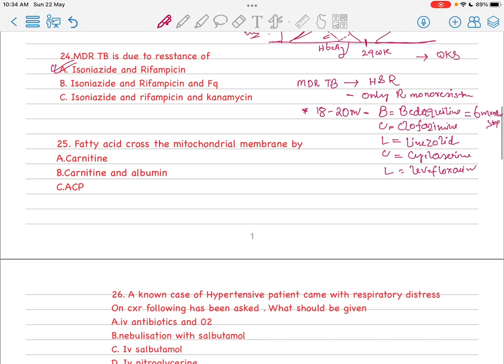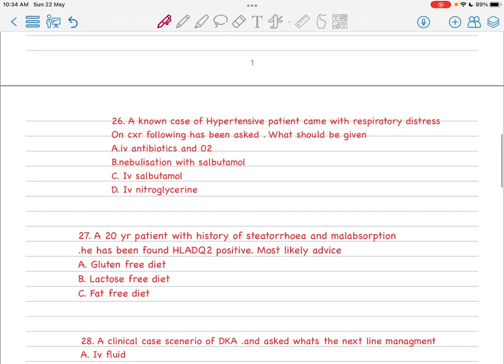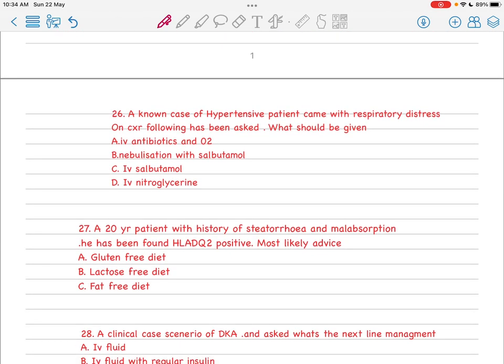Okay, next: fatty acids cross the mitochondrial membrane by carnitine. We know that fatty acids cross the mitochondrial membrane by carnitine, so the answer should be carnitine. Next is a hypertensive patient who came with respiratory distress. On chest X-ray, it has been found as pulmonary edema. What should be the treatment? It should be IV nitroglycerin.